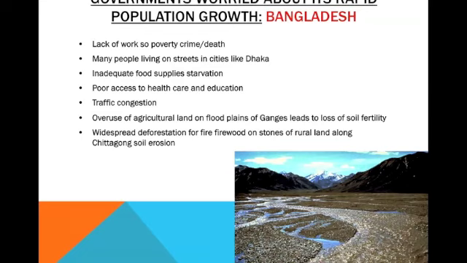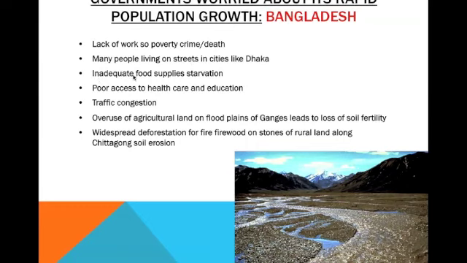Okay, now, a government that is worried about its rapid population growth would be Bangladesh. We've kind of already done this case study, but it's another way of wording the question, so we'll just redo it. Plus, it'll be good revision. So, what government is worried about its population growth? Bangladesh. Because there are so many people and it's happening so quickly that there's not enough jobs, so there'll be poverty, which will lead to crime and death. Also, many people will be living on streets in cities like Dhaka.